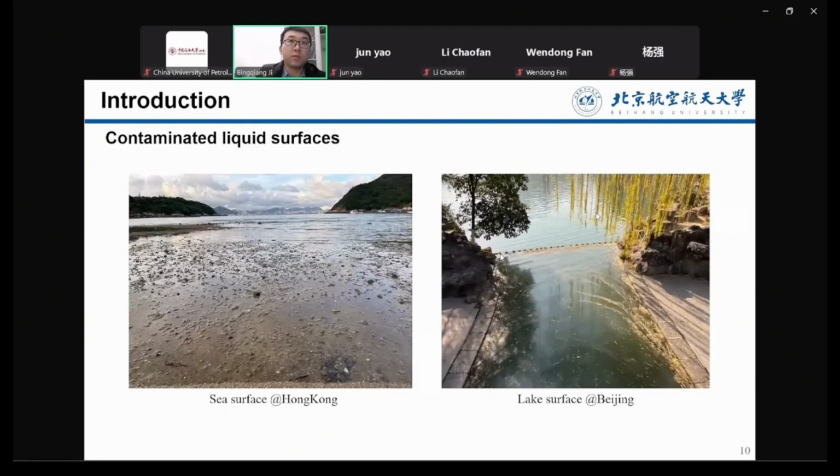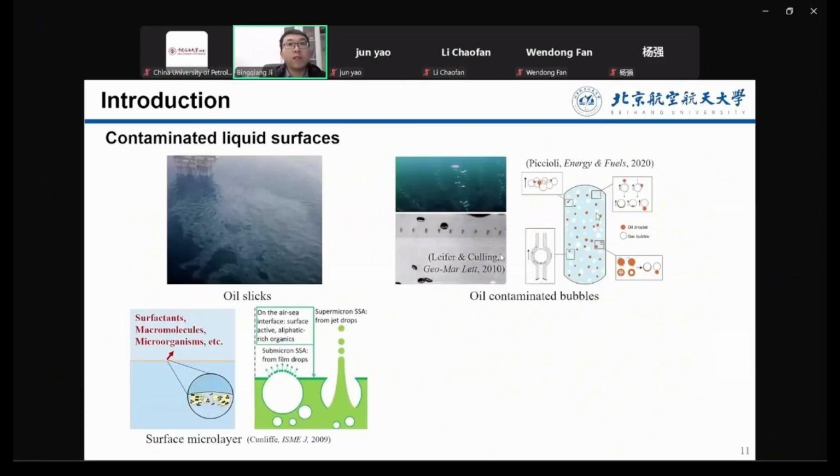These results, of course, are all about bubble bursting with a clean liquid surface, but in practice, gas-liquid interfaces are always contaminated, more or less. The water bodies in nature and industry are usually dirty, and the surface is almost always contaminated, as you can see here at the sea surface and the lake surface. For example, the sea surface is always covered by a microlayer. We call it the sea surface microlayer.